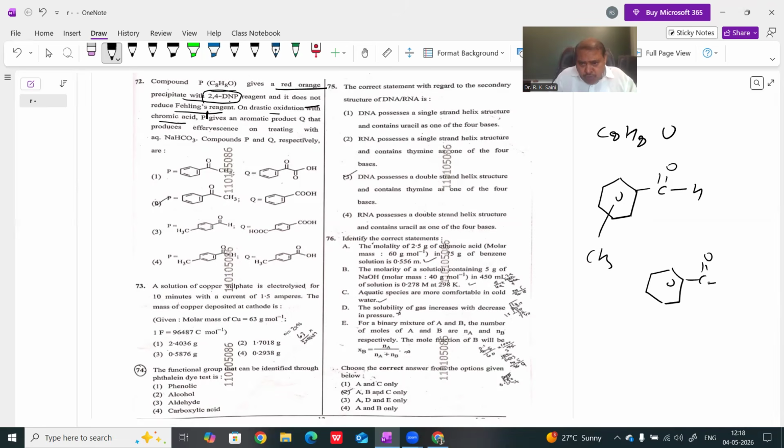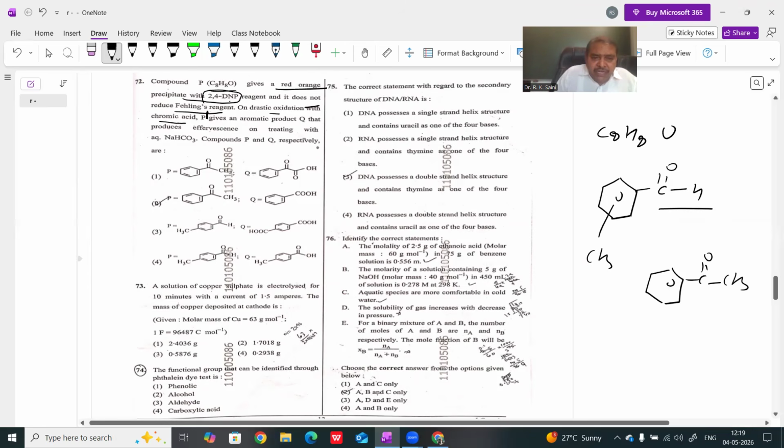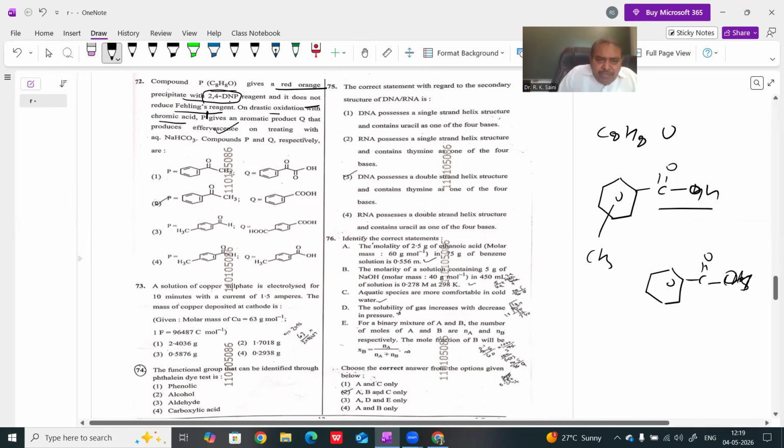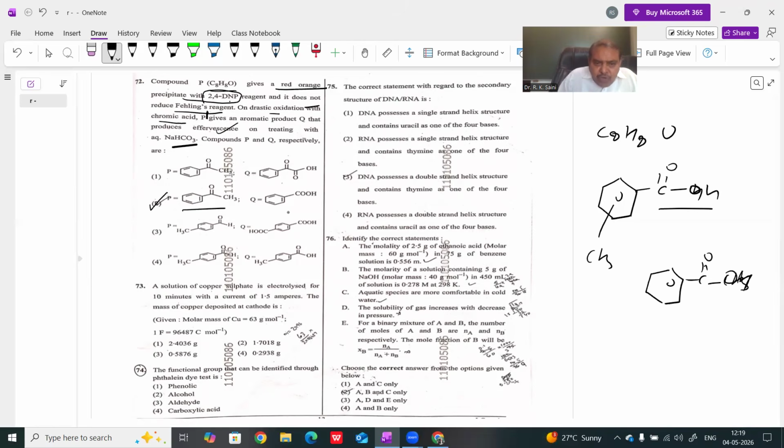Aromatic aldehyde also, or ketone, because an aromatic aldehyde gives the Tollens reagent test but does not give the test with Fehling's solution. On drastic oxidation, it gives an acid. The aldehyde changes into acid, and in the case of a ketone, the ketonic group is also changed into acid. This acid gives effervescence of CO2 with sodium bicarbonate. Hence option B, acetone and benzoic acid, and option C, salicylaldehyde or para-methyl benzaldehyde and terephthalic acid, can also be there. So two answers are possible in this question.